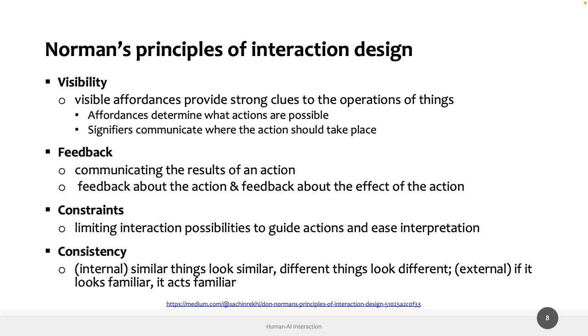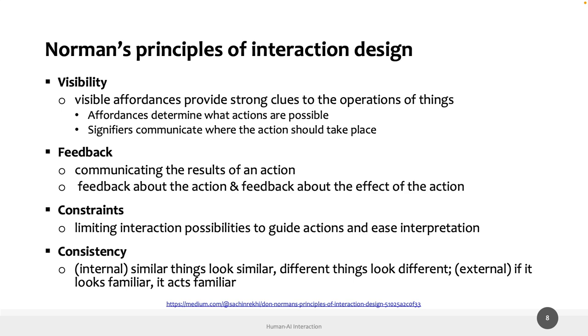The third principle of interaction design is constraints. It's something that is the opposite of visibility. In this case, with constraints, we mean that we can limit possibilities to guide actions and to avoid, for example, errors. So actions that we know are wrong, we should prevent them. So the user, we should block this kind of actions.